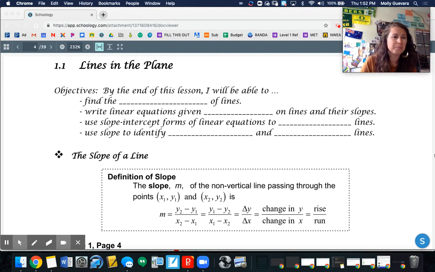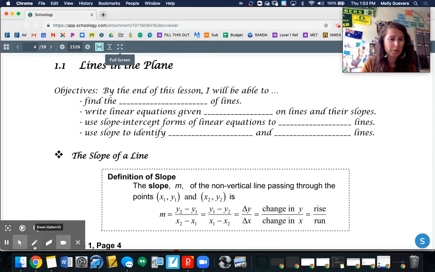Today we're doing section 1.1, lines in a plane. Almost everything in this section should be review. Just have to make sure the turtles are okay. Everything in this section should be review, and if it's not, it should at least look familiar, even if you don't remember how to do it. So we're just going to jump right into it before my computer starts to overheat and not allow me to write anymore.